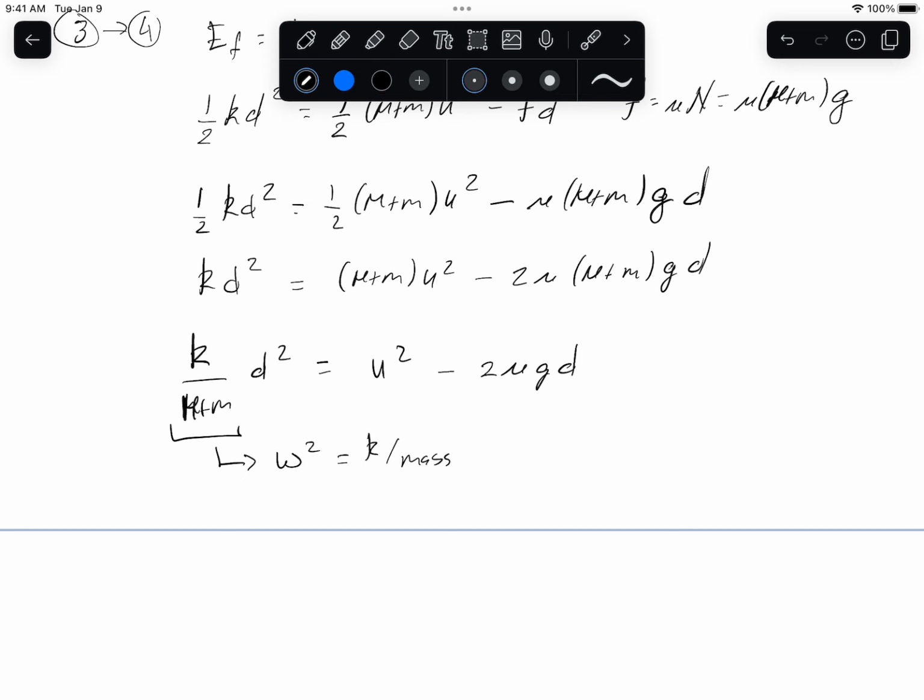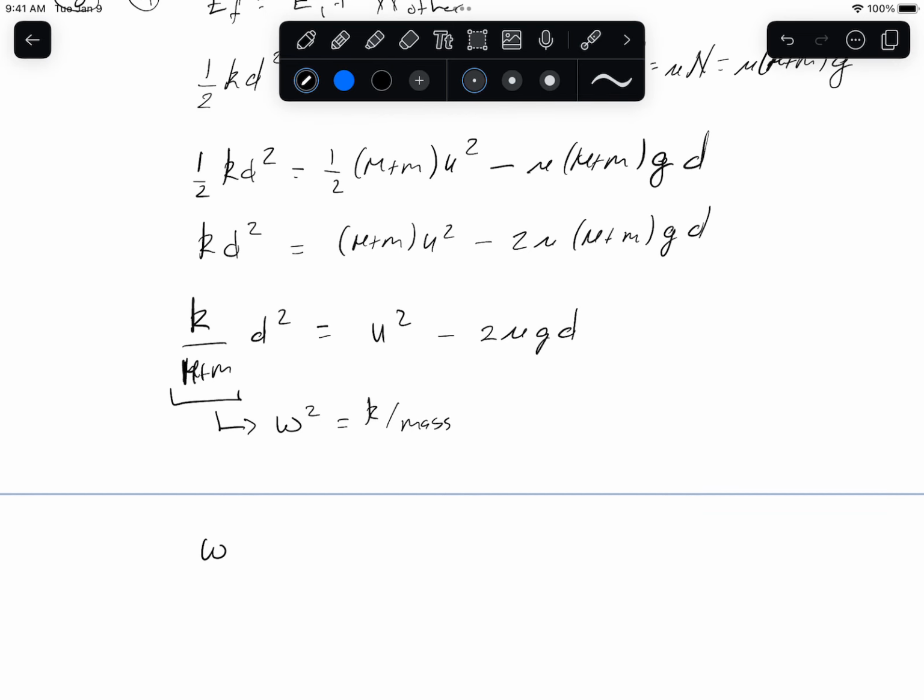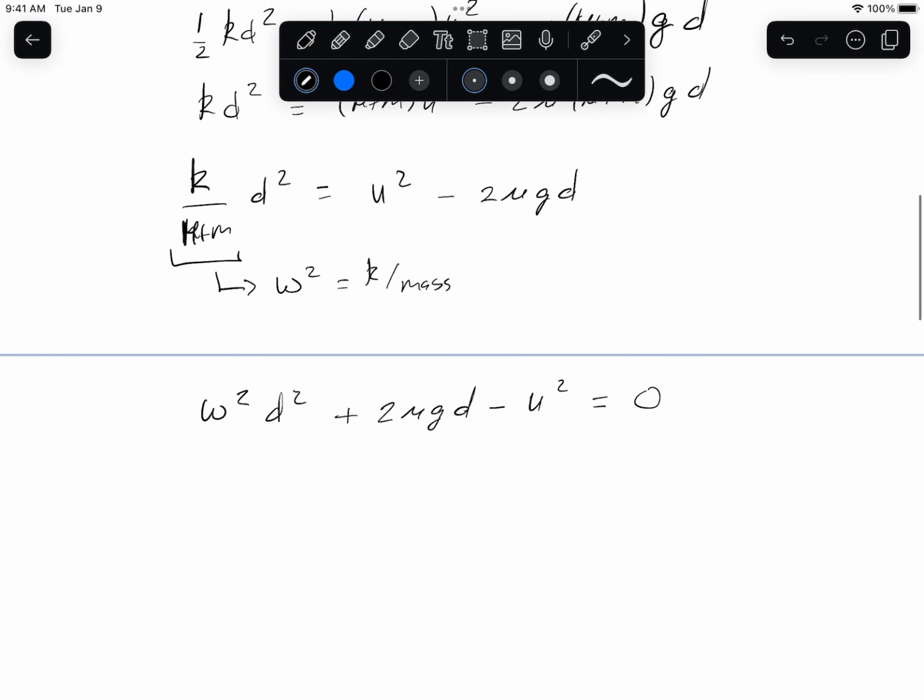So I can take this equation and just write it in a little bit of a nicer way. Let me go ahead and move the 2 mu g d. I'm going to take this term and move it here, and I'm going to take this term and move it here. So I'm going to have omega squared d squared plus 2 mu g d minus u squared is equal to 0.